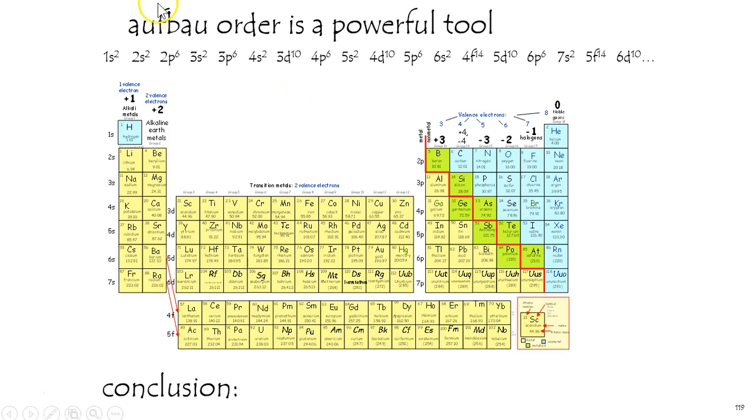Put it another way, aufbau order is a powerful tool, and by that we mean that where the electrons are in an atom determines their chemical behavior. So it's really something you shouldn't be underestimating. It's at the heart of all chemical behavior. It's at the heart of chemistry.